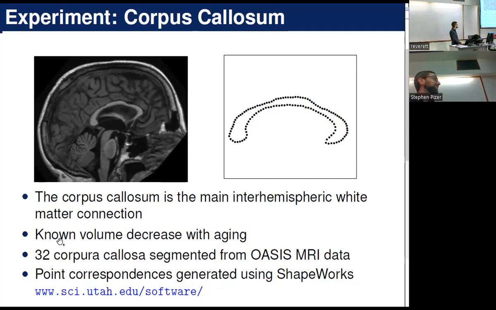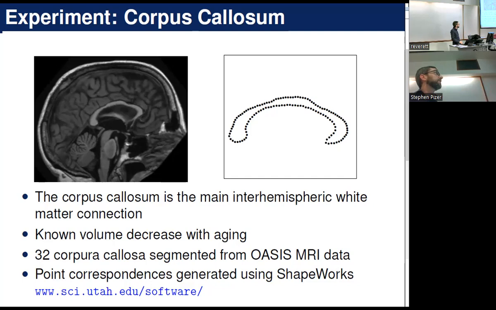One thing I'm going to gloss over is that what we were doing was more of a point distribution model. If you do boundary representations, you have to put the correspondence across different individuals. For that we're using something called ShapeWorks, which came out of the University of Utah. I was involved collaborating on some of that work in my previous life. So anyway, that's what we have here.